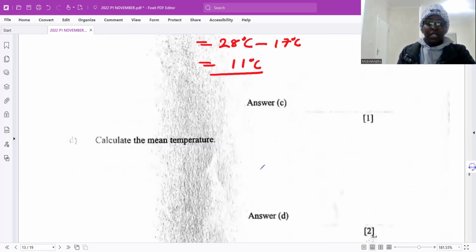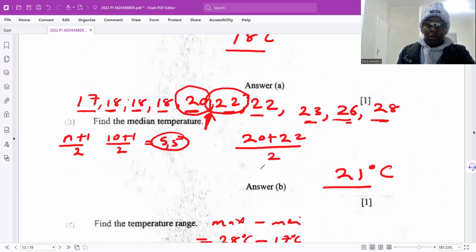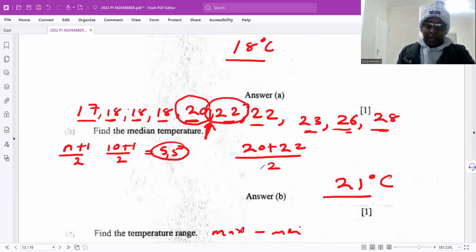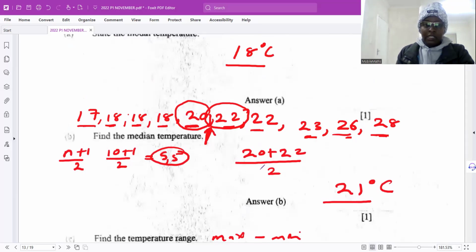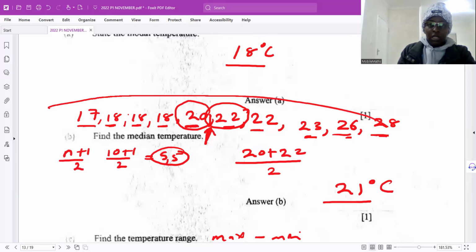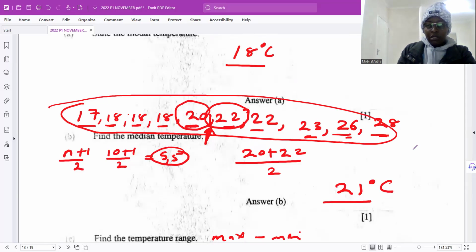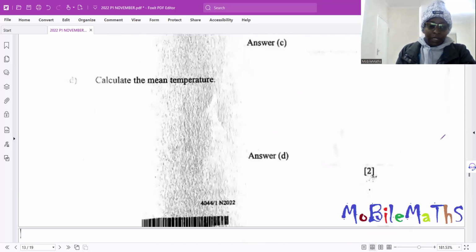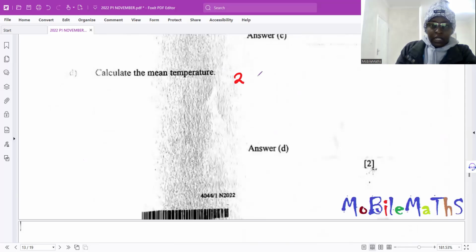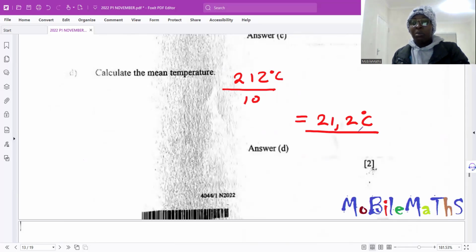Then lastly, the mean temperature, the average temperature. So we are going to add all of these together, then we divide by 10, okay? So adding 17 plus 18 plus 18, we are simply adding this whole thing together, then we divide it by 10, okay? So adding all of that, I'm getting 212 degrees Celsius over 10. This gives us 21.2 degrees as the average, or mean.